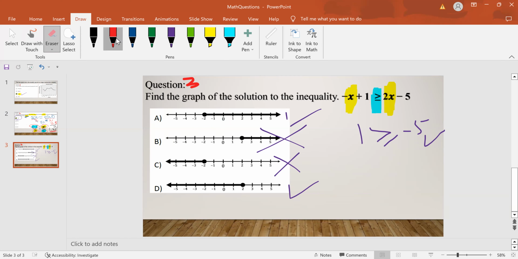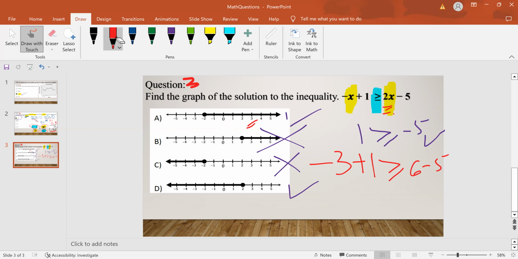So if I choose 3, I replace x by 3, and I'm going to have negative 3 plus 1. And I want to check if this is greater than or equal to 2 multiplied by 3, which is 6, minus 5. Negative 3 plus 1 gives you negative 2, and I want to check if this is greater than or equal to positive 1. No way.